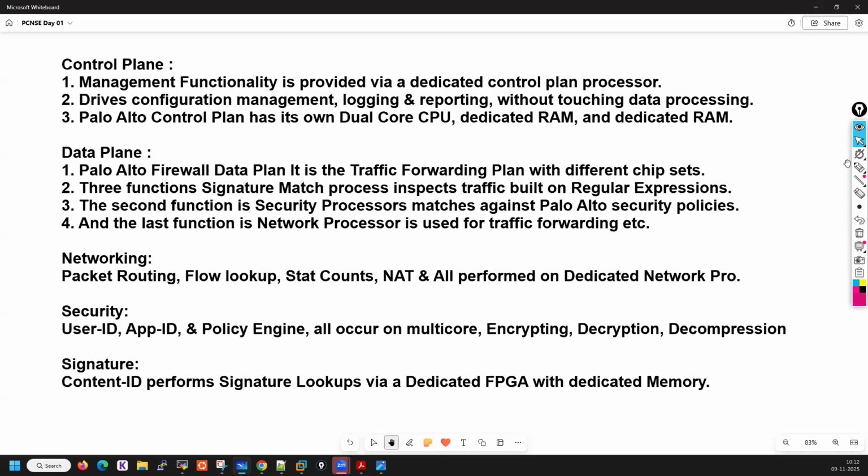Your control plane or management plane will handle the management functionalities provided by the dedicated control plane processor, which drives configuration management, logging, reporting without touching the data processing. Palo Alto control plane or management plane has its own CPU, its own dual cores of CPU, dedicated RAM and dedicated SSD. I think here I have to update this note. It's a dedicated SSD.